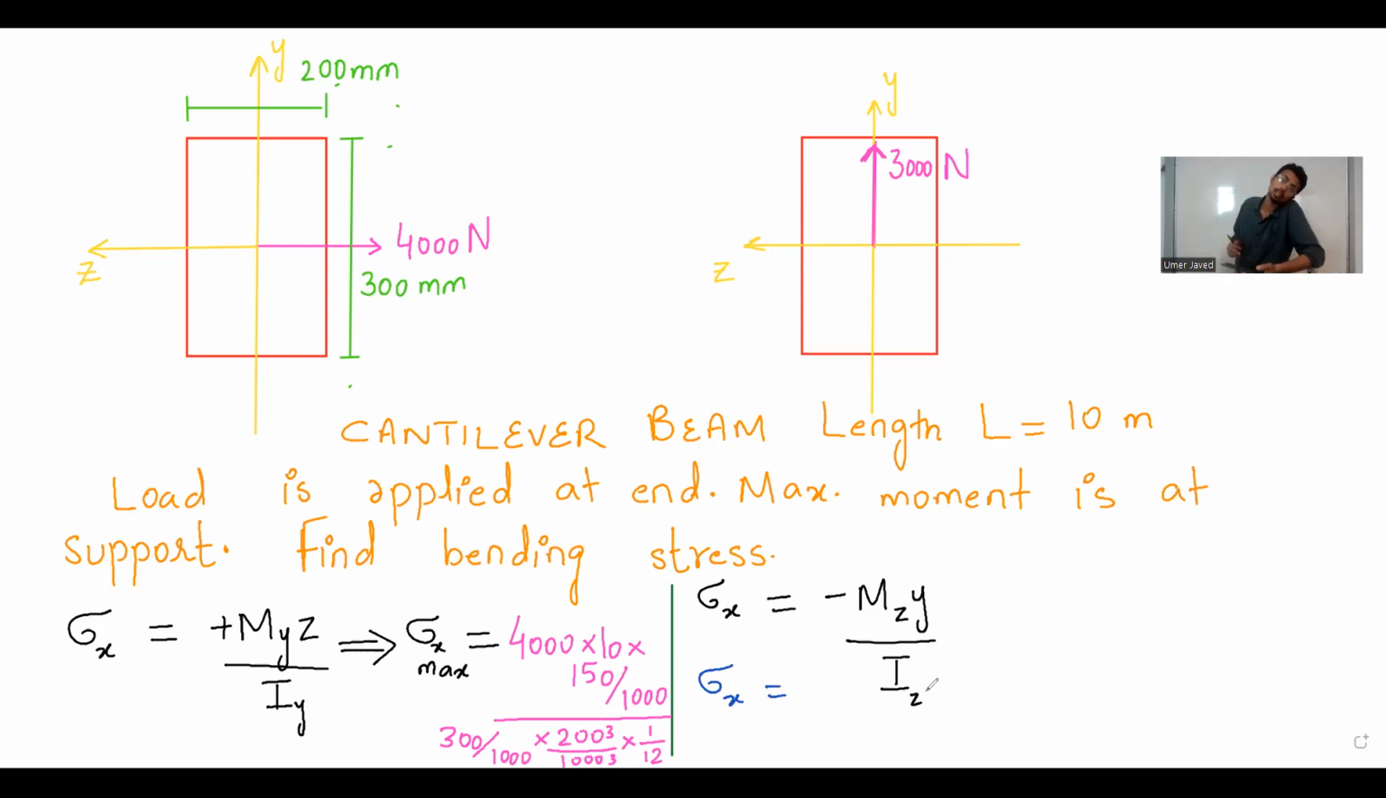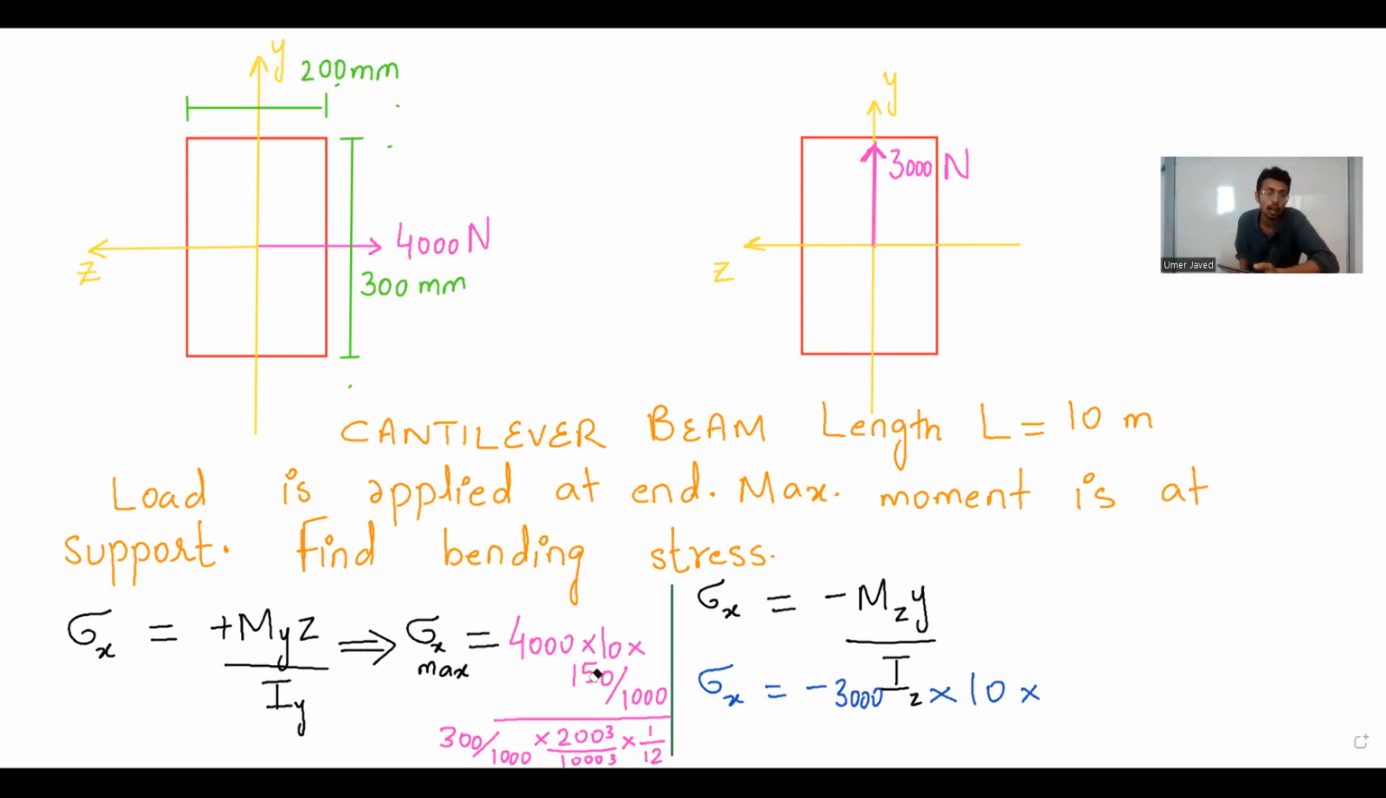For case B, 3000 Newton is acting upward. If it is acting upward, then there will be a moment about the Z axis, right? So it will be 3000 Newton, but what is the length of the beam? It is 10 meter. What is the Y value? I think I have made a mistake here. This is Z. So M into Y, I apologize. For maximum, if I'm talking about Mz over Iz, it cannot be 150, I think. It can be 100, no?